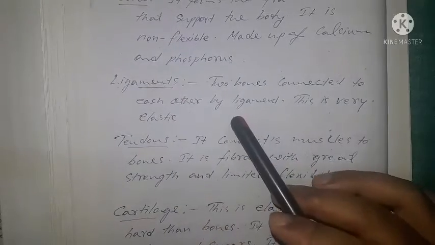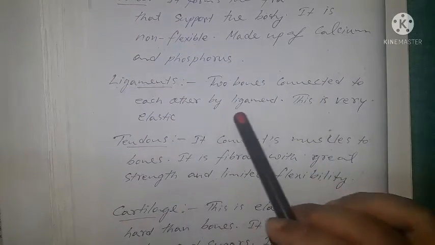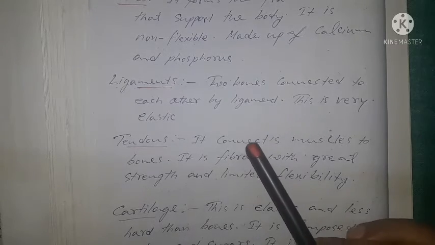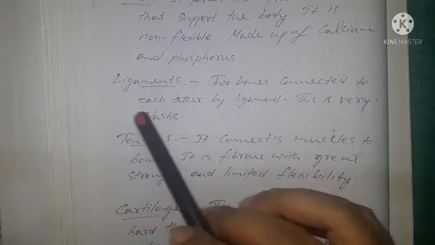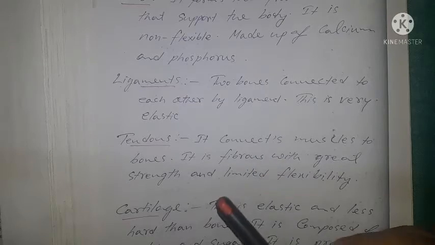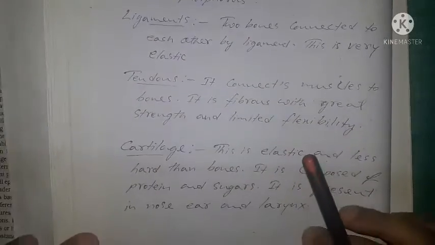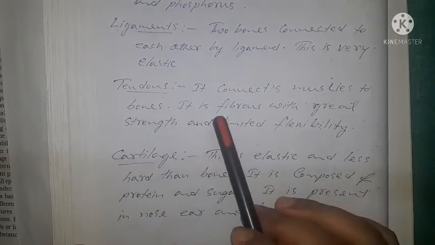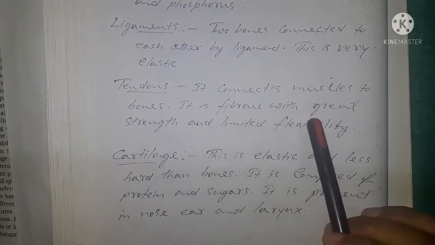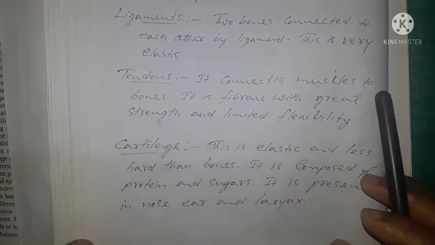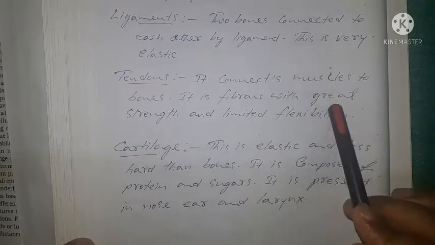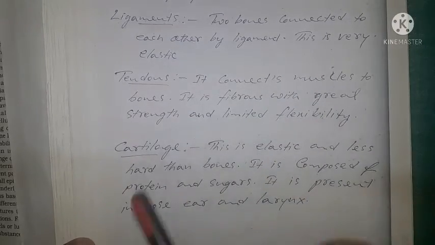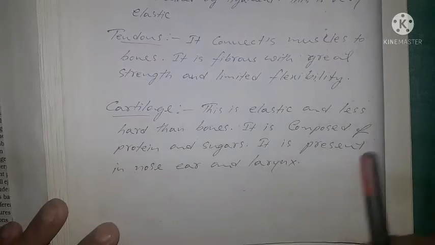Then the next one is ligaments. Two bones connect to each other by the ligaments. So this is very elastic. Two bones are actually connected with each other by means of ligaments, therefore they are very elastic. The next one is tendons. It connects muscles to bones. It is a fibrous tissue with great strength and limited flexibility, and the function of the tendon is to connect muscle to the bones.